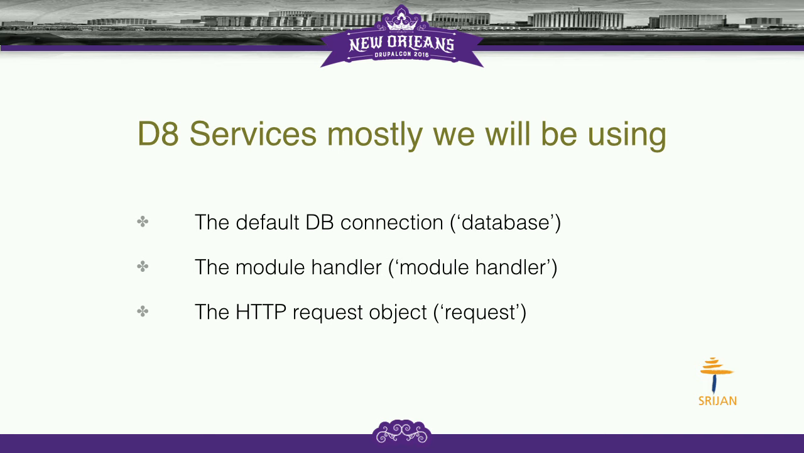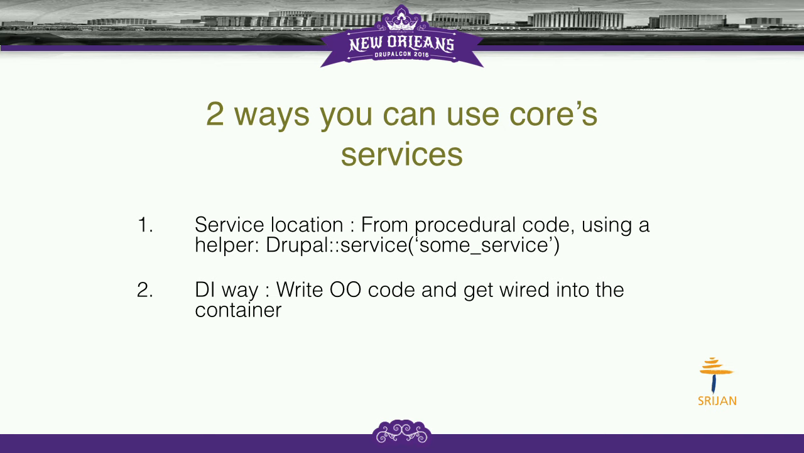So hooks are deprecated in Drupal 8, right? And now we use services to actually alter or reuse what we have in core. There are two ways we can use core services. One is the procedural code way: you can call Drupal and service and pass the service which we need. Or write object-oriented code, which we have just seen, by using the DI principle or injecting them via a service container.